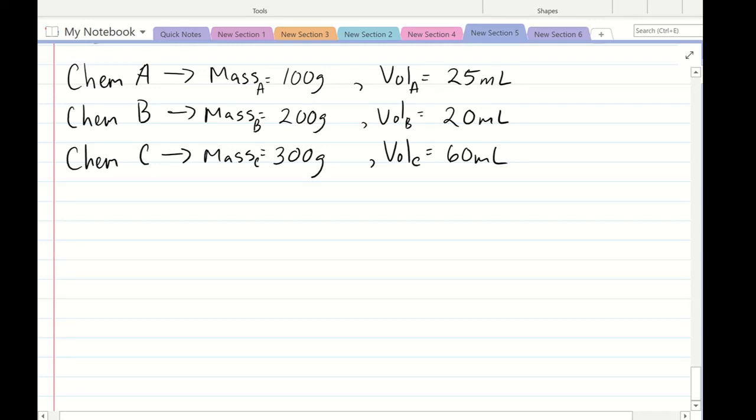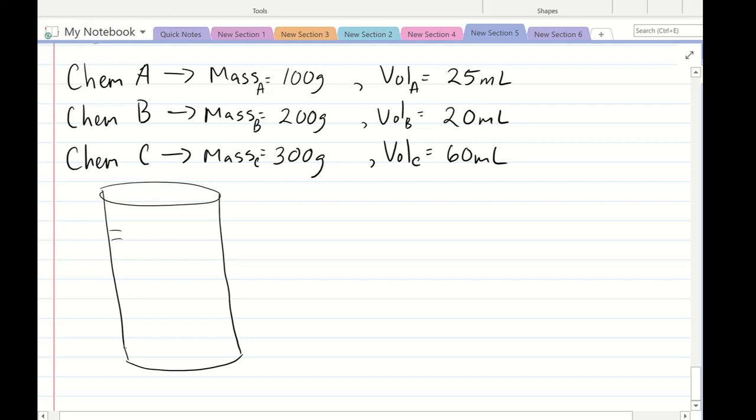Let's say I had a question, right? Let's say you put all these chemicals in a beaker, right? If you put these three chemicals into this beaker, what would be on the top, right? You wouldn't have these three mixing. Which chemical would be on the top, which chemical would be in the middle, which chemical would be in the end, right? Remember, it all has to do with densities, right?